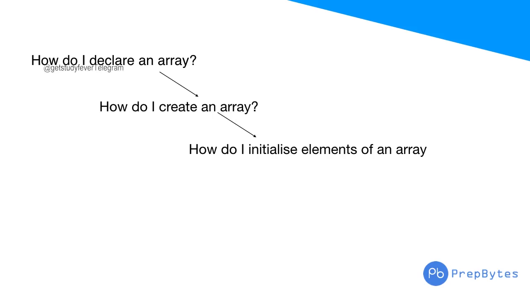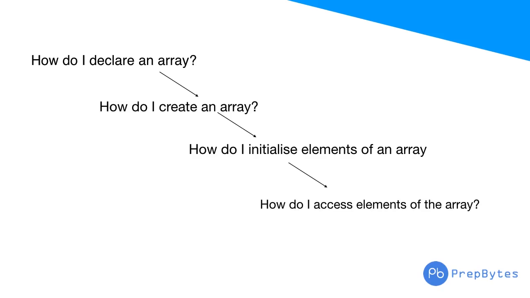Again, there is a similarity with variables. Just like we have to give some values to a variable, if I've said int x, I have to give some value to x. So similarly, how do we initialize elements of an array? And last, how do I access elements of an array?